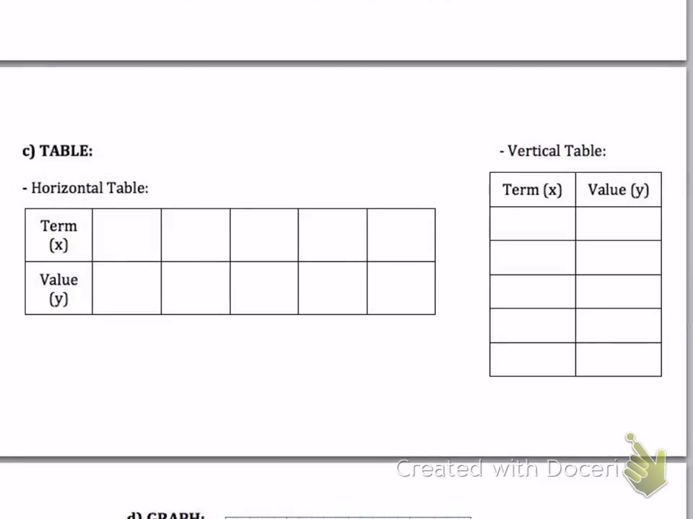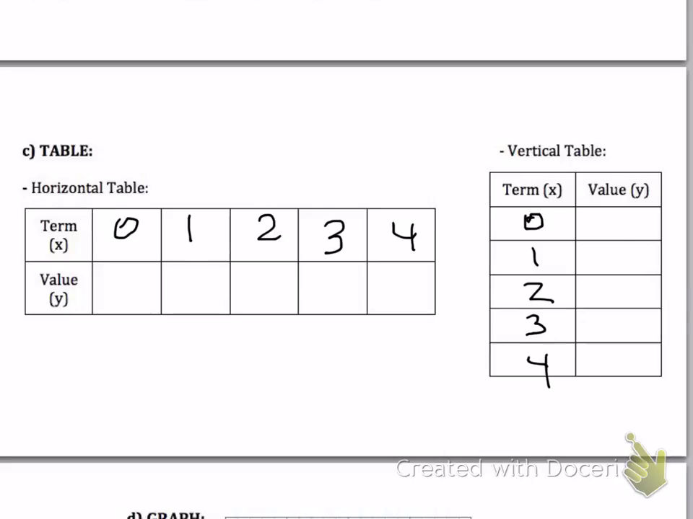Now we need to fill in tables. You're going to see horizontal tables and you're going to see some vertical tables here. So since the term numbers are not given to us here, we can fill in our own. Sometimes you'll be given specific term numbers. So I'm going to start with 0 and then 1, 2, 3, 4. Same thing with the vertical table, 0, 1, 2, 3, and 4.